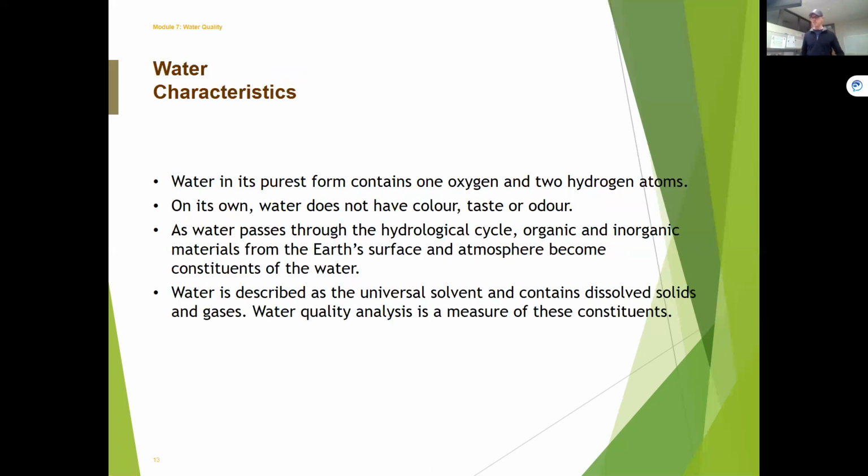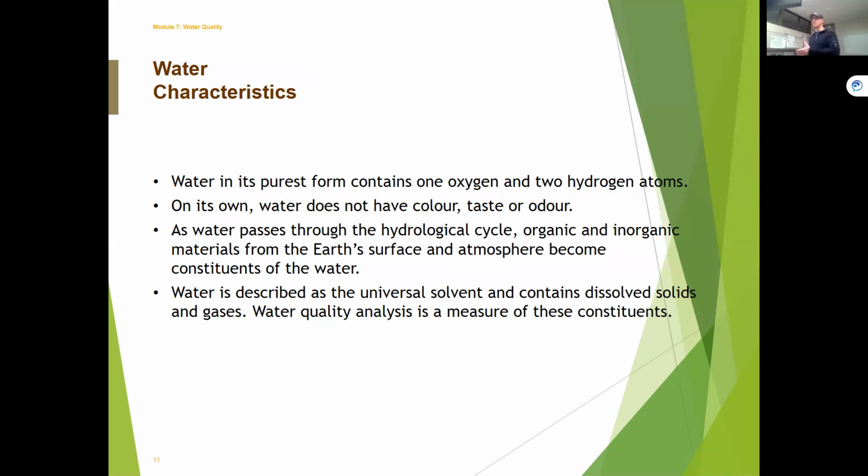So let's talk about water itself, right? In its purest form, it's 1 oxygen, 2 hydrogen, H2O. That's what it is. It has no color, taste, or odor. It is like nothing. Think about pure water, and that's like, say, creek water. It's very aggressive. It's our snowmelt for us. Very aggressive. There's no color, there's no taste, there's no odor.